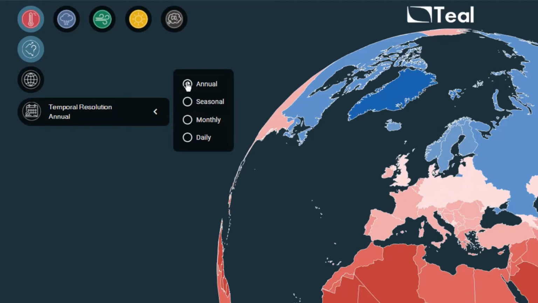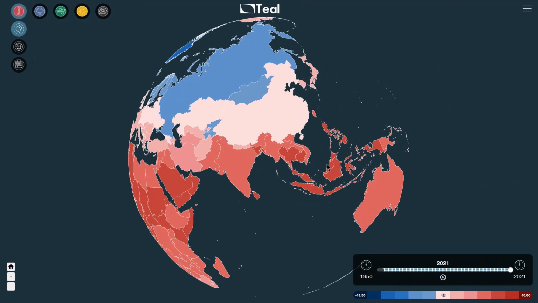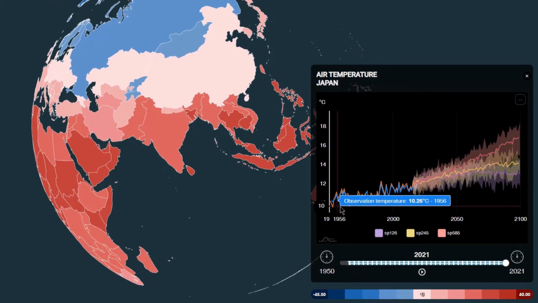To demonstrate the visualizations that you can generate with TEAL, let's look at the average annual temperature rise in Japan. The rising temperature in the country has caused heavy rainfall events and heat waves, which have resulted in socio-economic losses such as hindering the production of rice grain. The graph displays both historical and projected annual average temperature in degrees Celsius.